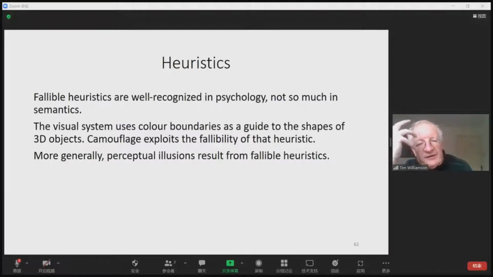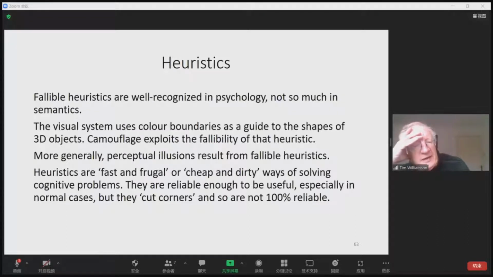And more generally, perceptual illusions result from fallible heuristics. That's really why psychologists of perception are so interested in perceptual illusions, because they tell us something about what heuristics the visual or other perceptual system is relying on. And they show what the limitations of those heuristics are. The cases where we have perceptual illusions, where things appear to be other than what they in fact are, are showing up ways in which the heuristics are fallible.